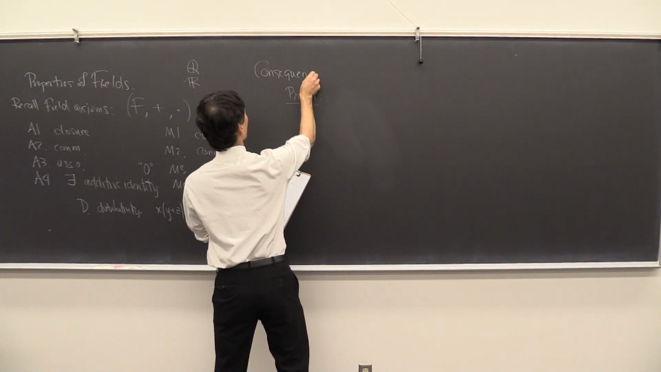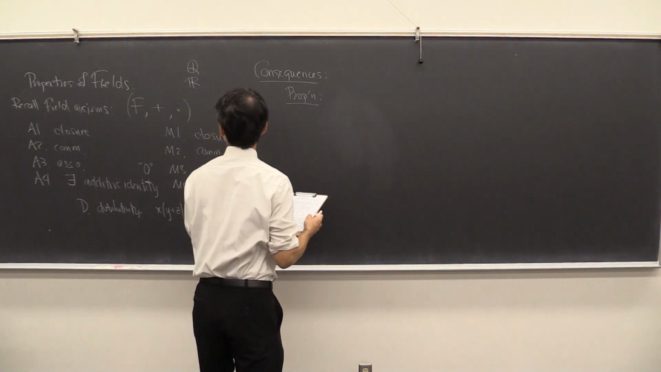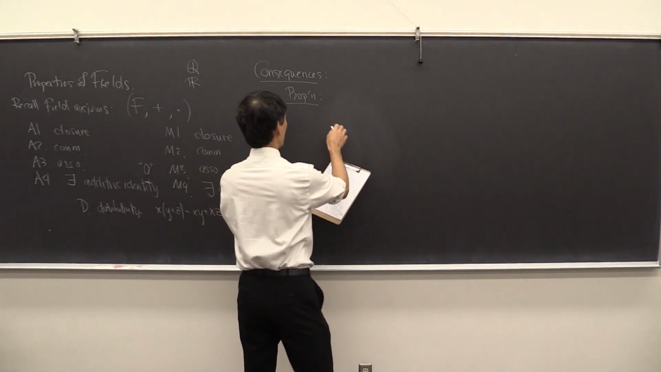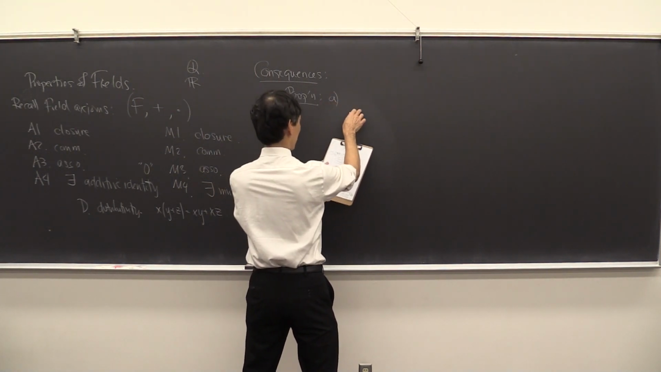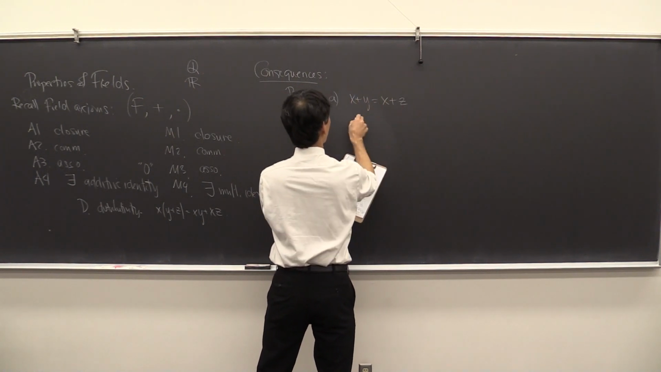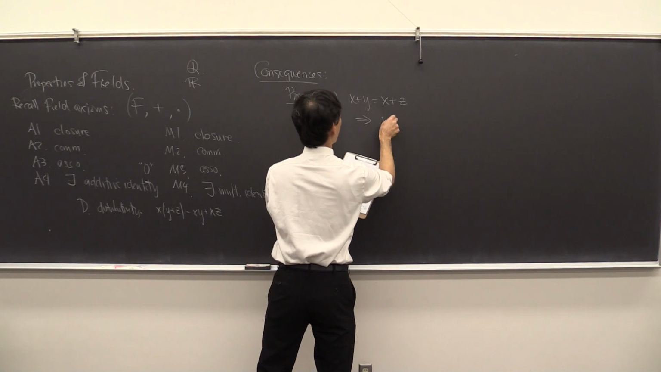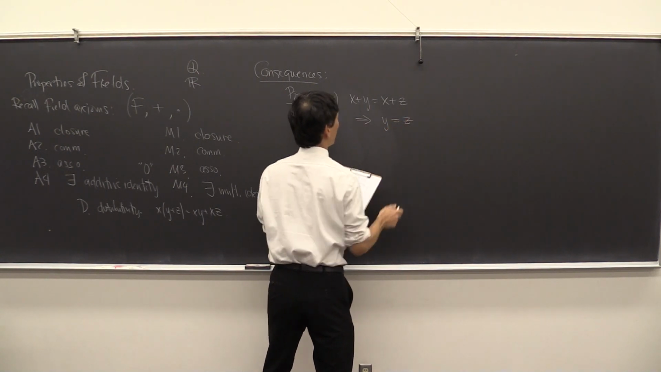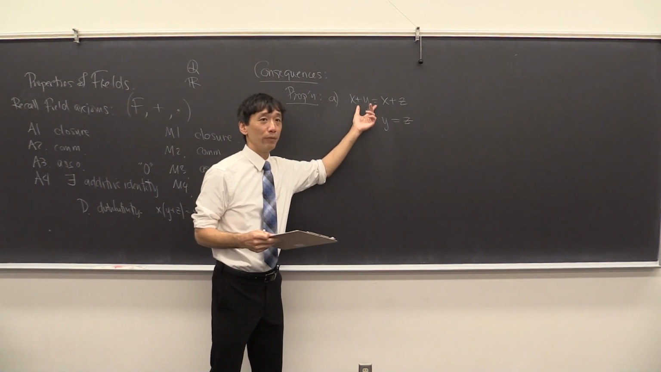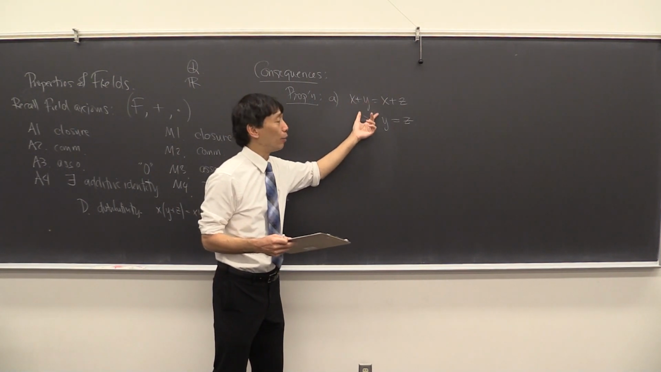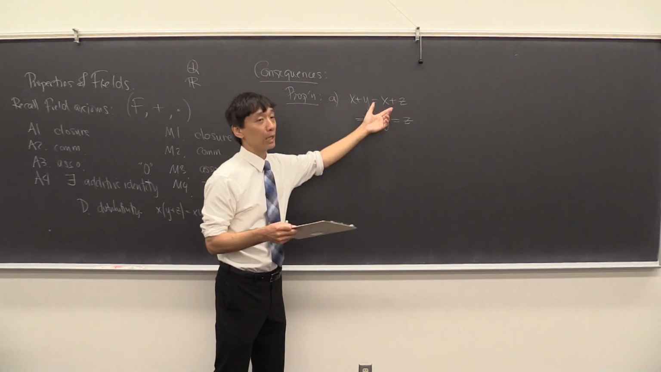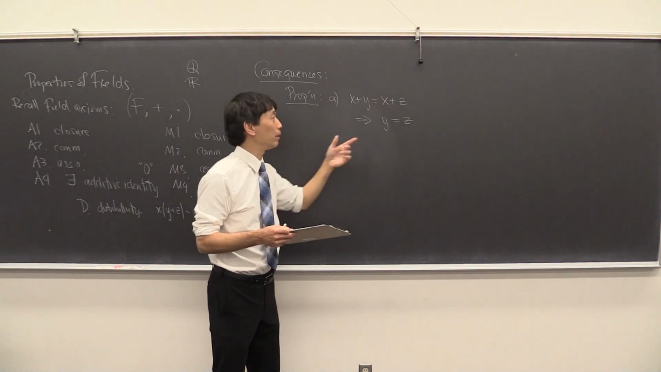We'll do a few propositions that give consequences of the field axioms. So the first one is that whenever x plus y equals x plus z, then y equals z. Basically we're showing that things that are obviously true in the real numbers actually hold because of the field axioms. So in whatever field you have, you're going to have this cancellation property.